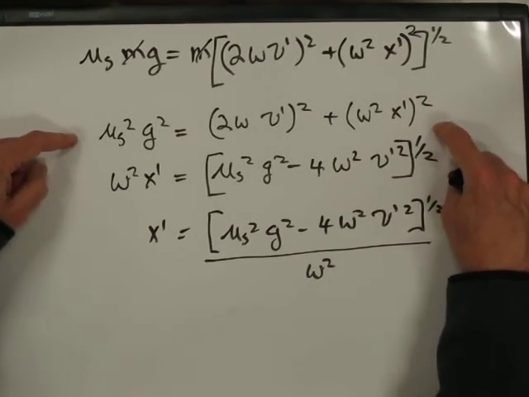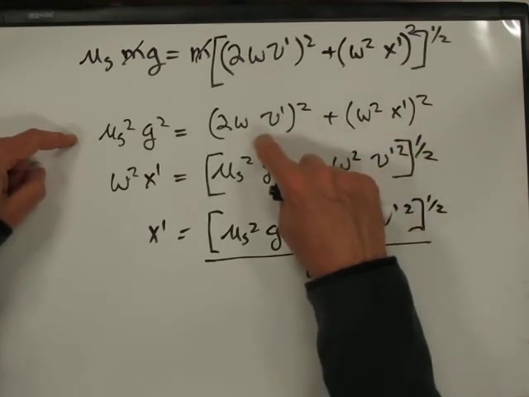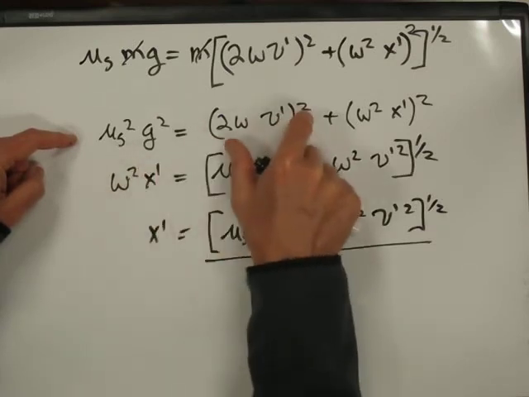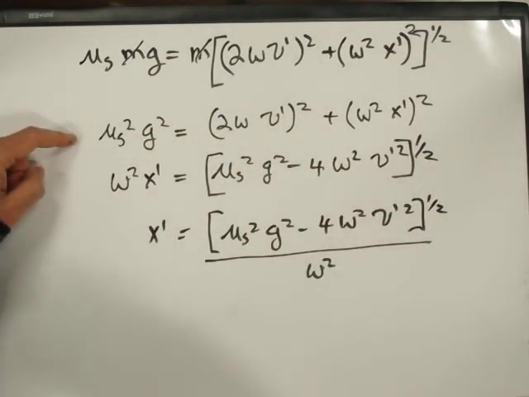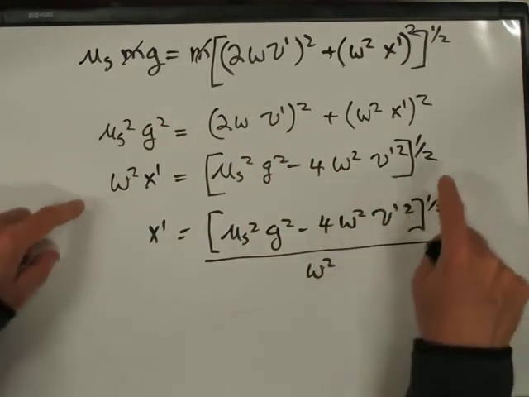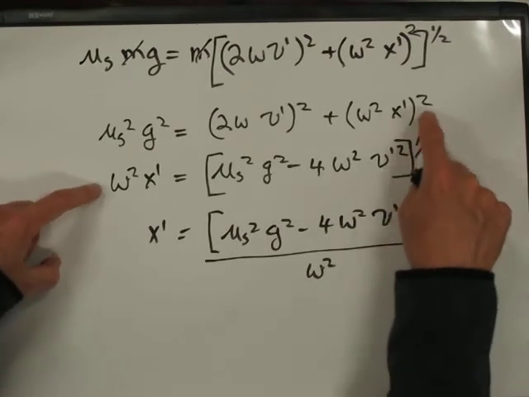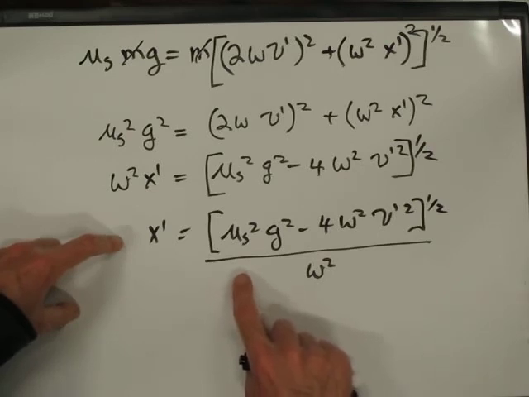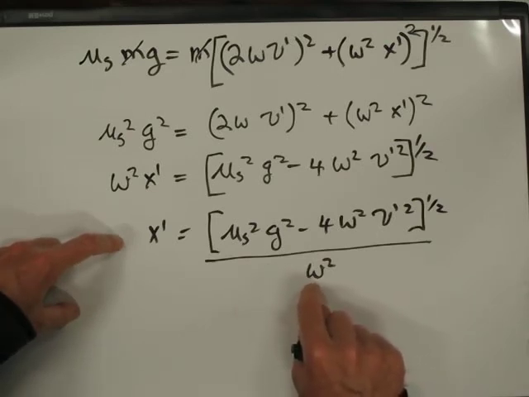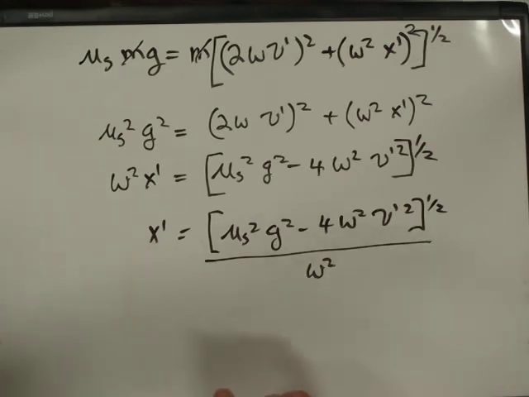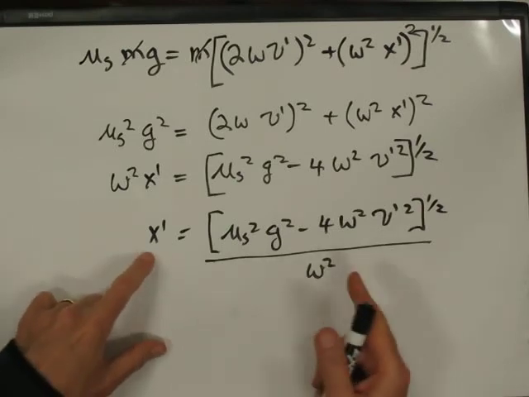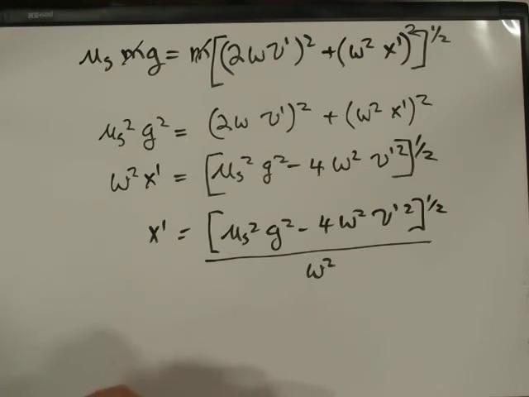And then I move this guy over to the other side. I'm trying to solve for x prime, so I bring this term to the other side, bring this guy over here if you want, and I end up with this. I have to take the square root to get this back to where I can get x prime, and then I divide out by omega squared. And so this is how far the bug can crawl before the friction force can no longer hold him on the wheel.